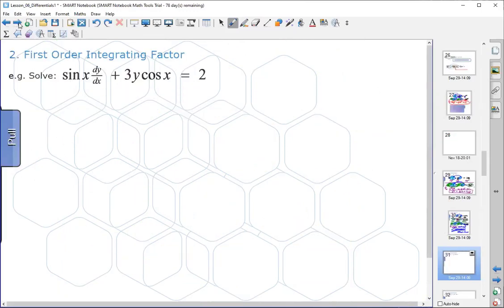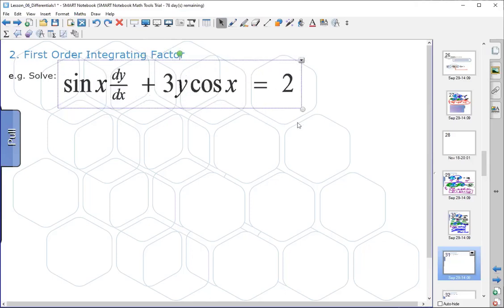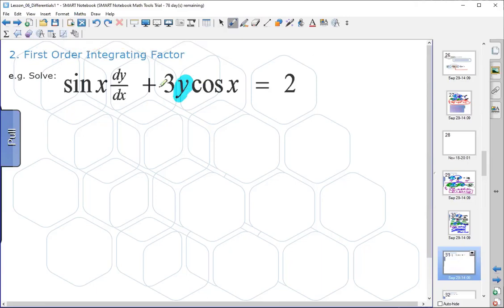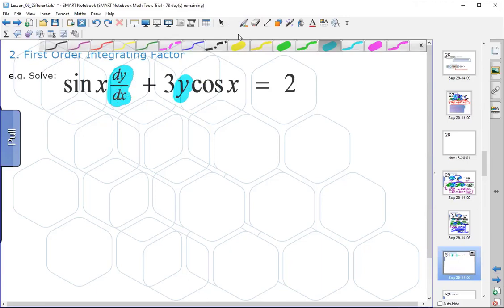Next one. So now we're going to kind of cheat a little bit. We're going to line up the terms. They're already lined up, to tell you the truth. Then we're going to match up the y with its derivative, dy by dx.